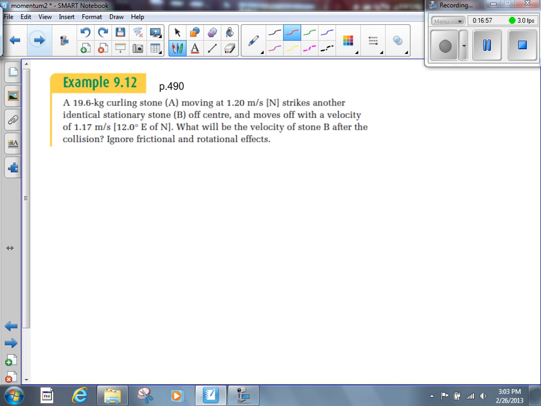All right, I want to do one more example with you here today, okay? Then we'll give you a chance to work on a couple questions. This one says a 19.6 kilogram curling stone.